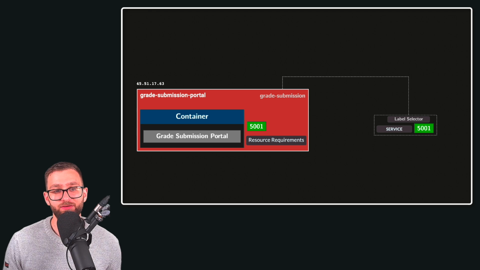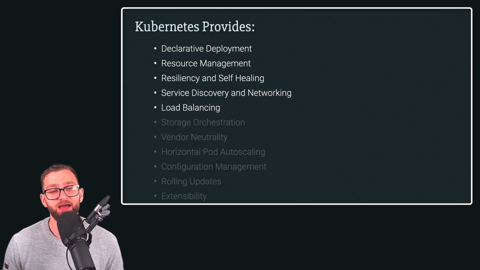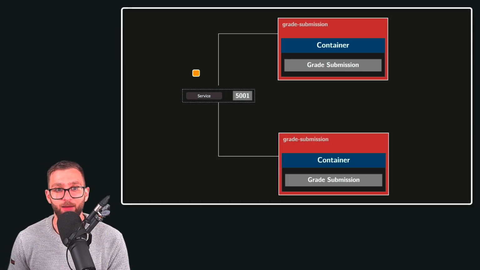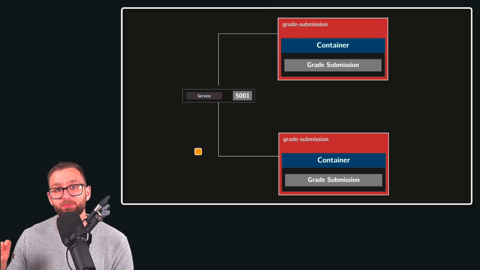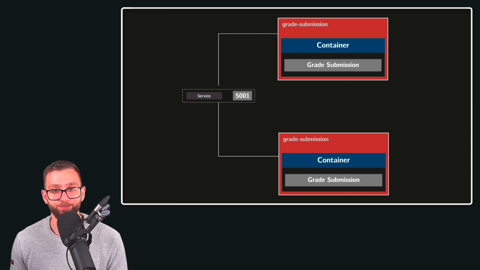And not only do services in Kubernetes make it really easy to connect to our applications, they also act as natural load balancers. If multiple instances of the Great Submission app are running simultaneously, the service will evenly distribute incoming traffic among them. And this ensures that the load is balanced across all available pods.